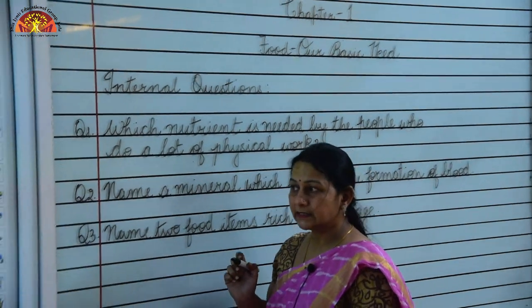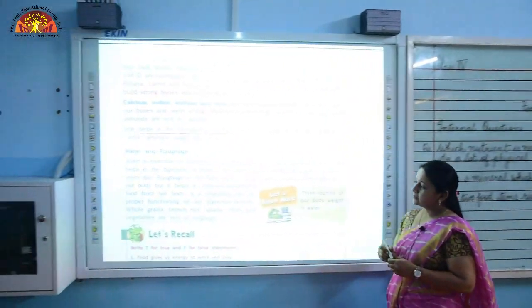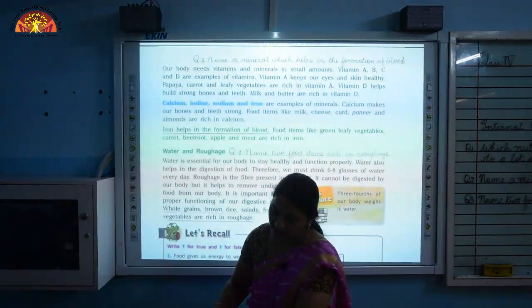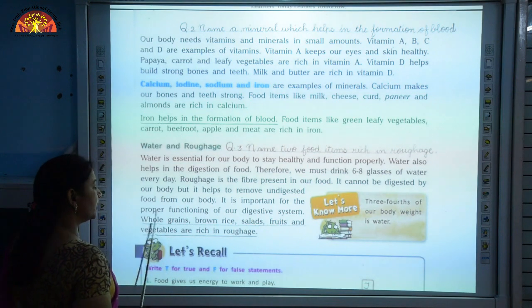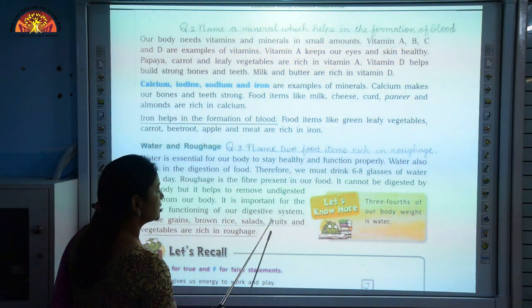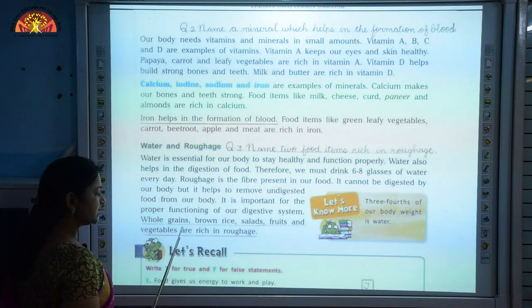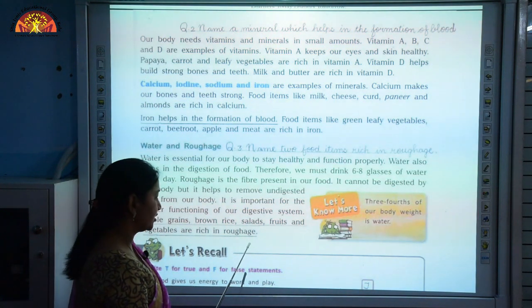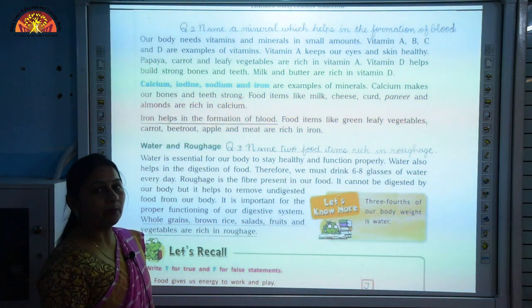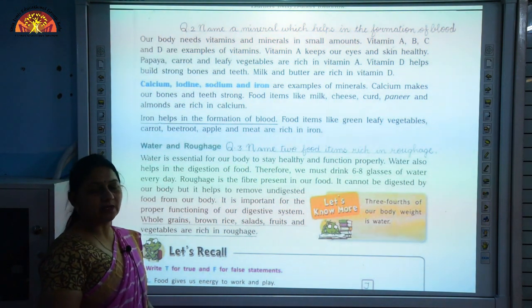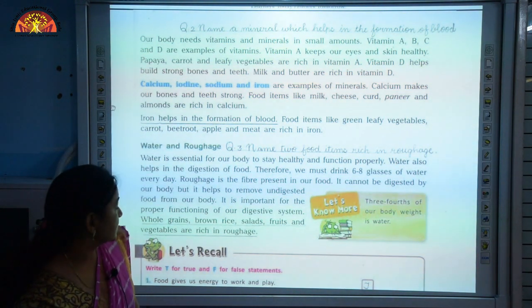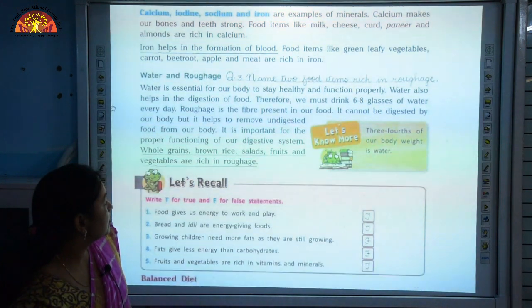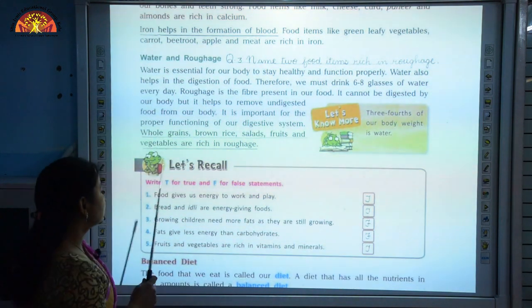So, this is our third internal question and we are going to mark the answer on the same page. Whole grains, brown rice, salads, fruits and vegetables are rich in roughage. So, this was about the different nutrients of our body, the food which contains different nutrients. Now, let us do a small exercise. Let us recall.